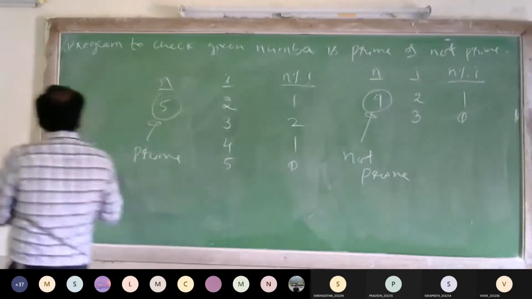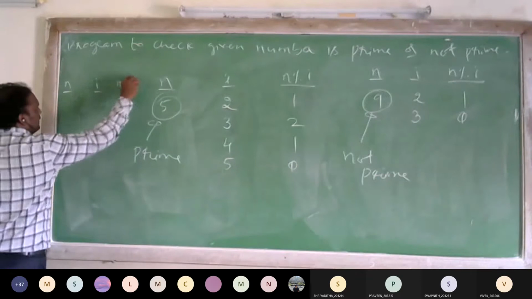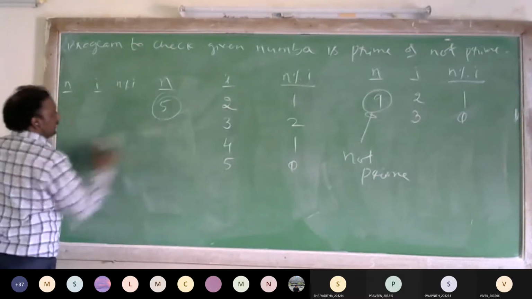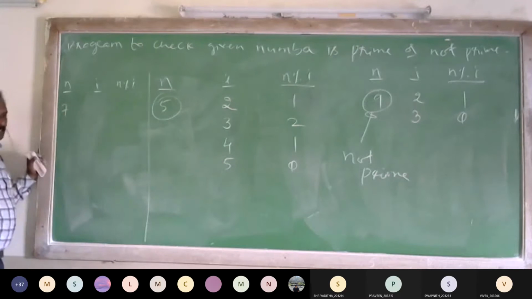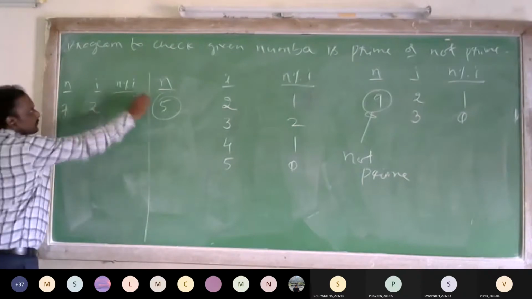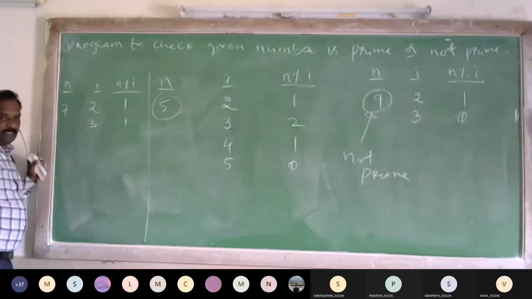Now, another example. n modulus i. Now, 7. Start from 2. What is n modulus i? Remainder is 1. Increase the value of i. What is the remainder? Remainder is 1. Increase the value of i.